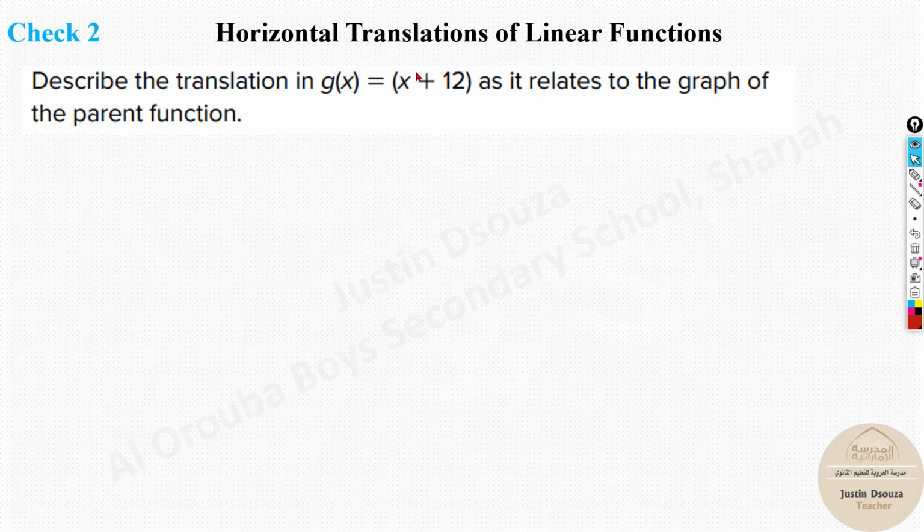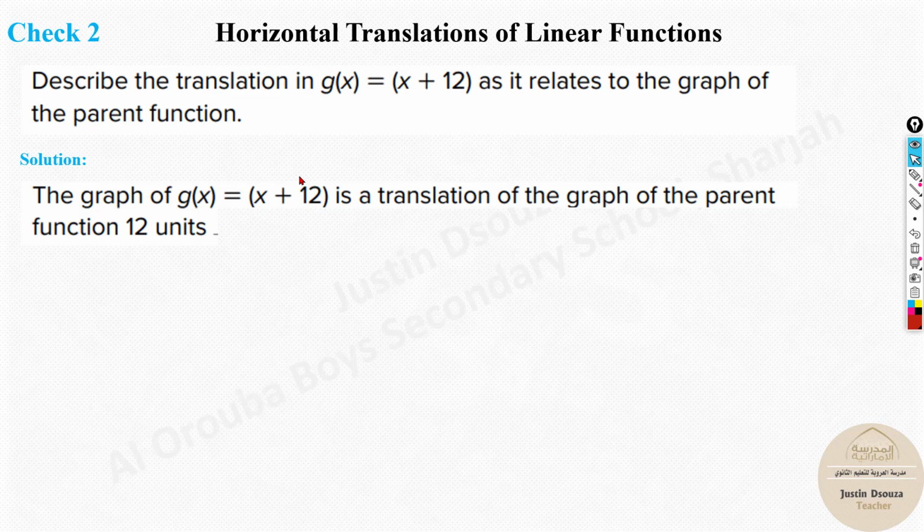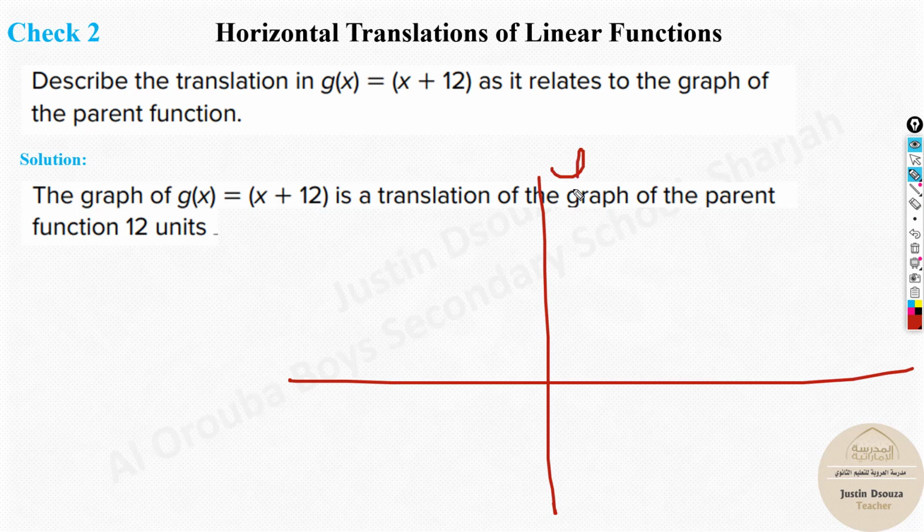You will see this problem here. Looking at it, you can understand if this is the parent function, +12 means left side, it will be something like this. Okay. Now here they have not asked to graph. Just to understand the graph, x plus 12 is a translation of the graph of the parent function. 12 units where, left or right? If it was vertical, if it was the y-axis, plus was up above, minus was down. But here it's different. When we deal with the x-axis, the horizontal axis, if it's plus, it's the left side. This will be 12 units left. Okay, that's the answer.